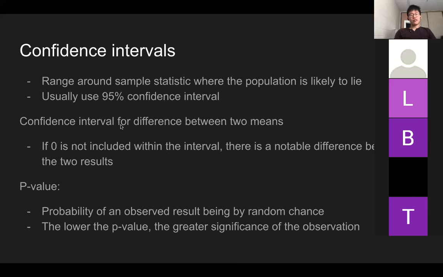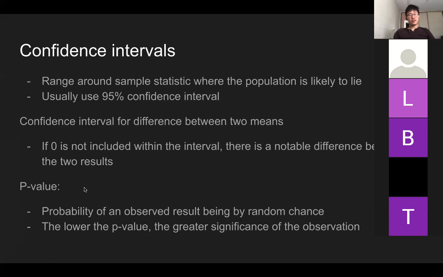And if you're using a difference between two means, say the odds ratio of this is 1.1 to 1.5, and the odds ratio of that is 8.3 to 9.4. If 0 is not included within the interval, rather between the difference, there is a notable difference between the two results. So if there is no overlap of the two confidence intervals, then there's a notable or observable difference.